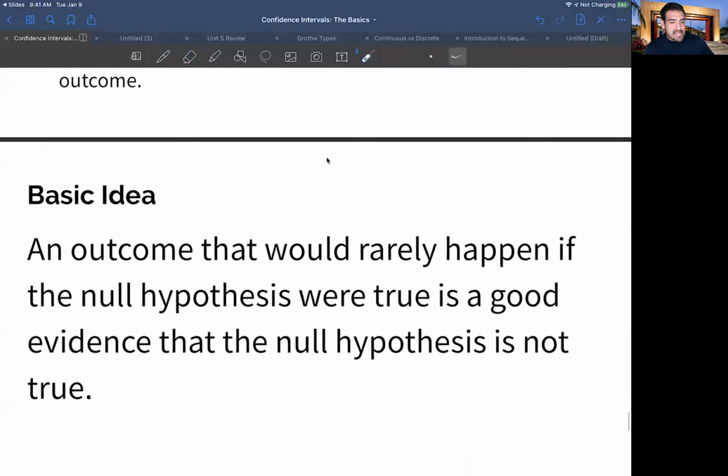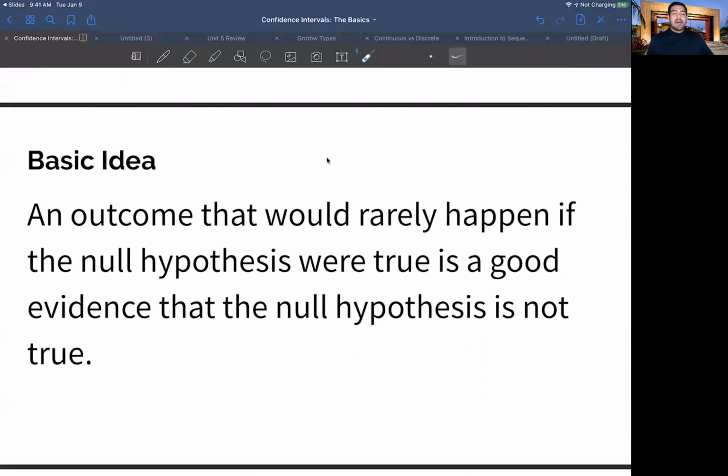So here's the basic idea. An outcome that would rarely happen if the claim was true is good evidence that the null hypothesis is not true. Right? An outcome that would rarely happen if the claim was true is good enough evidence that the claim is not true.